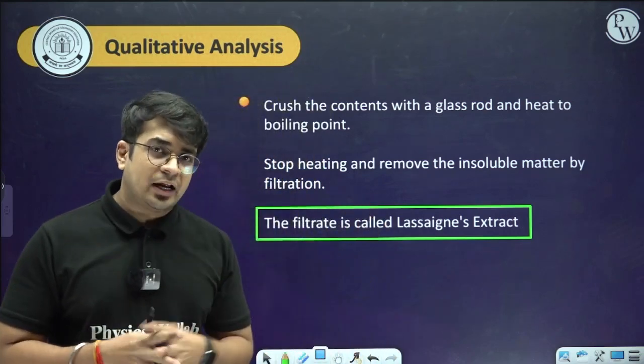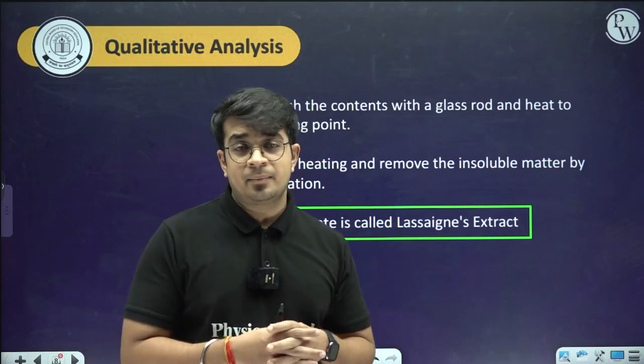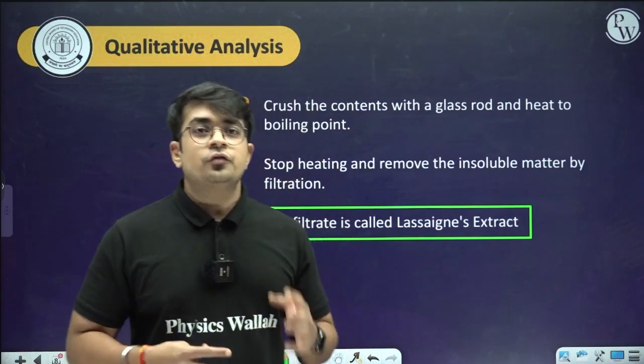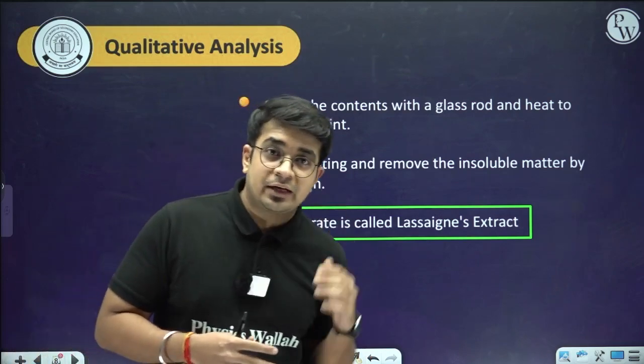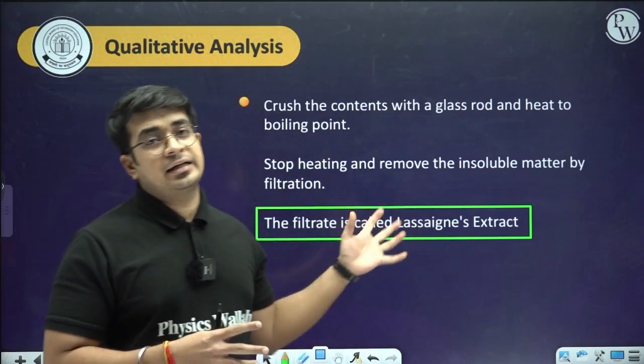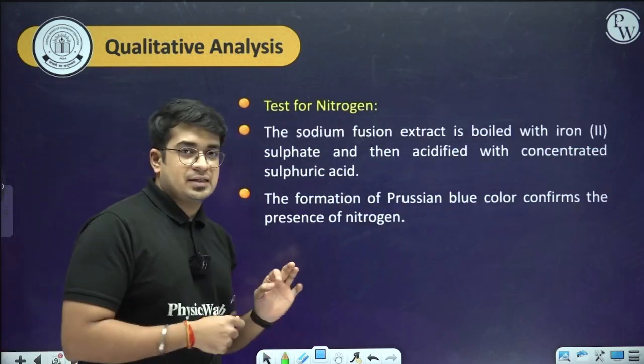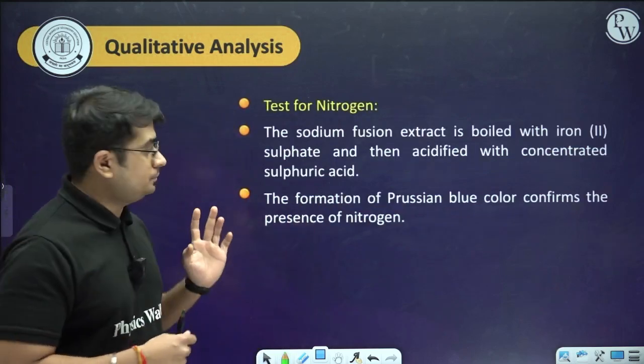There might be a presence of nitrogen, there might be a presence of halide, there might be a presence of sulfur, or I can say there might be a presence of phosphorus. So we have to use a specific type of test to detect the presence of each of these. Okay. Now, if I talk about the first part, which is the test for nitrogen.